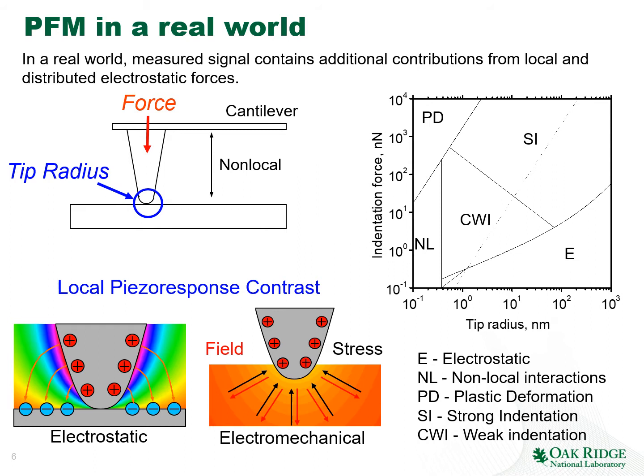If our tip is very sharp, but indentation forces are intermediate, our interactions would be non-local, so they will be controlled by the cantilever. If we are in the regime where the tip radius is intermediate and indentation forces are intermediate, we would be controlled by the local electrostatic interactions. And finally, only in the regimes when the tip is relatively blunt, but the indentation forces are pretty large, our interactions are going to be controlled by the electromechanical signal. So this is what we call the strong indentation regime.